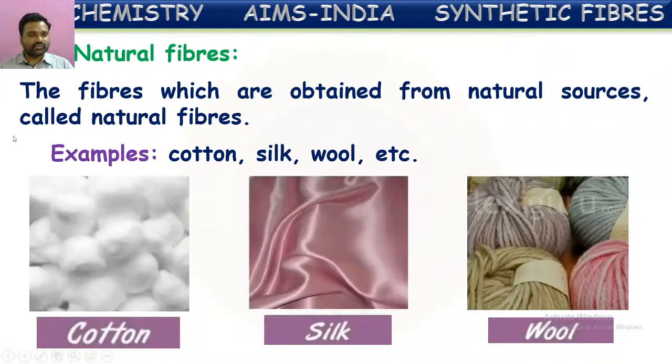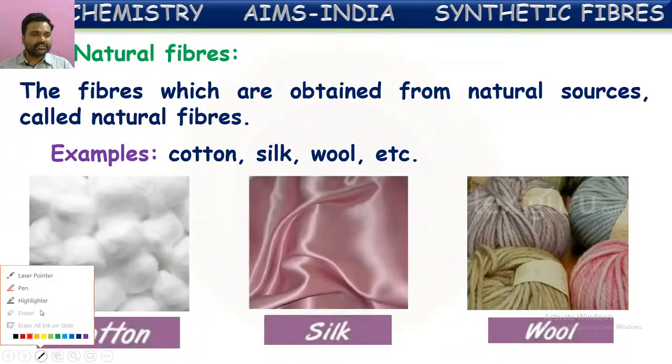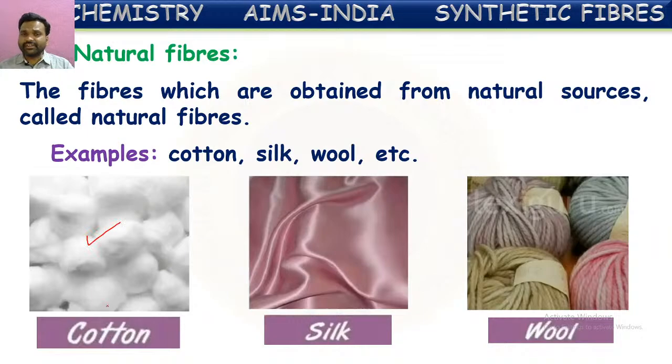The natural fiber obtained from plants is called a plant fiber. So cotton is a plant fiber. Natural fibers are again of two types, based upon the resource from which they are derived. Cotton is obtained from living things like plants, so cotton is a plant natural fiber. Silk is obtained from silkworms. Silkworms come under the animal category, so silk is an animal fiber. Wool is also obtained from animals like sheep and yak, so wool also comes under animal fiber.